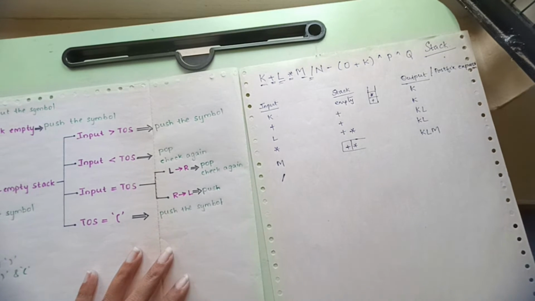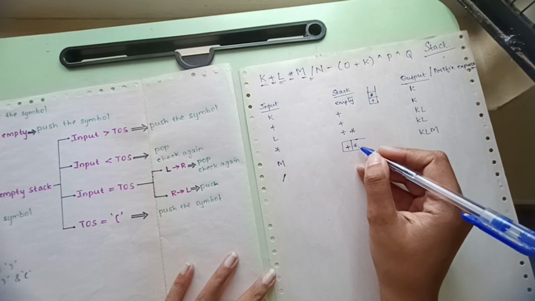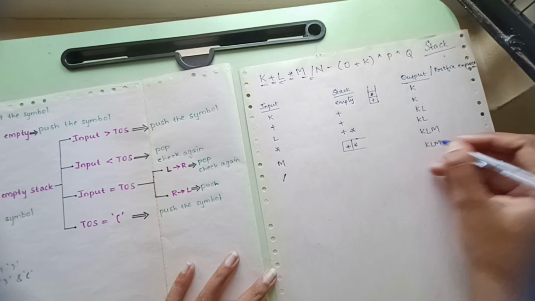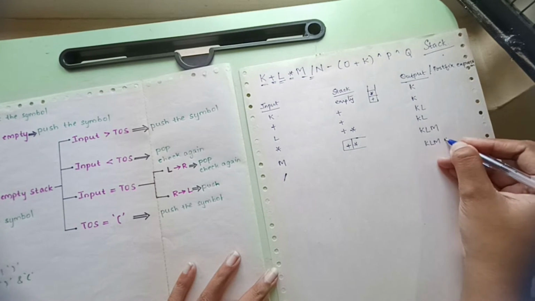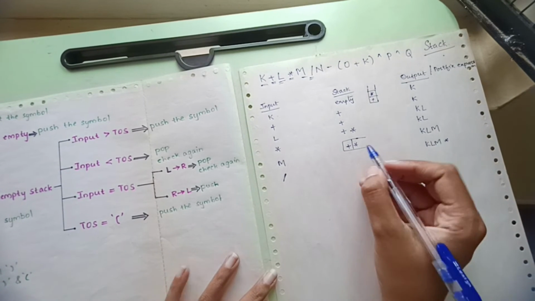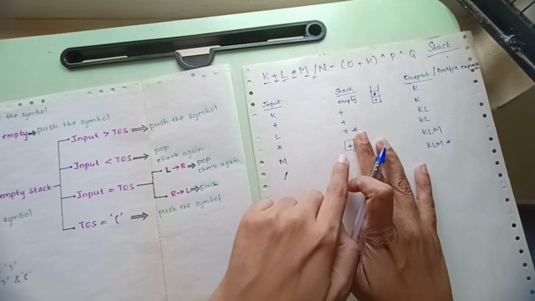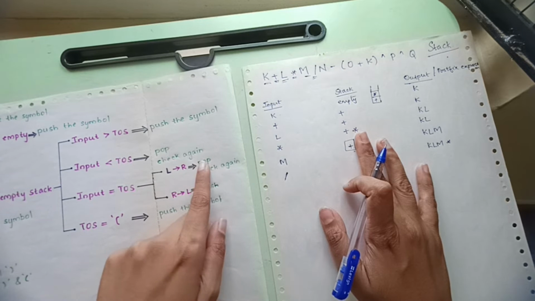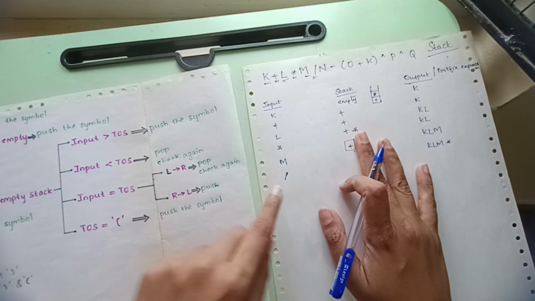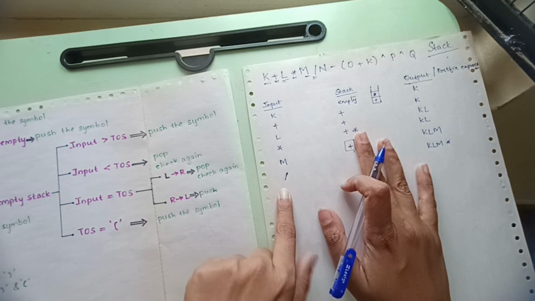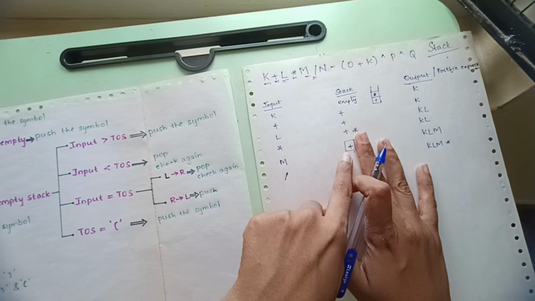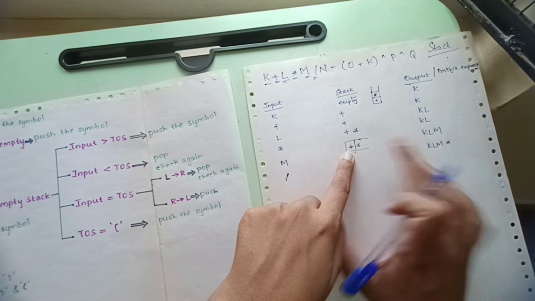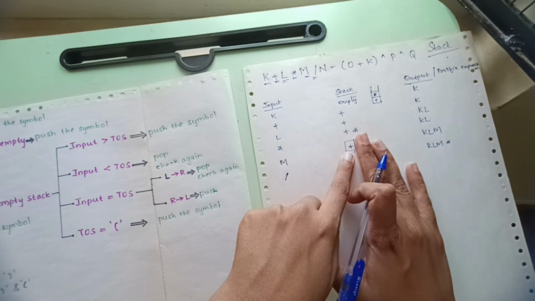Pop and check again. So I will be popping the star. Popping to where? Popping to output. So we have output as KLM. We will pop this star, so star will come here. Now we don't have star here, we have only plus. So what does it say? Pop and check again. So we have popped. Now we are going to check the condition again: the input is slash and the top of the stack has changed from star to plus, because star we have already popped. So now star is not present in this stack.